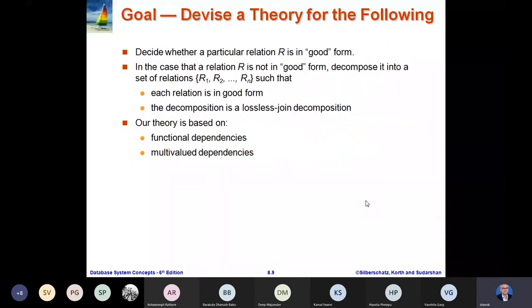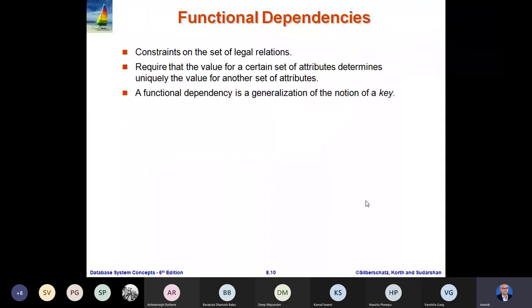So our goal is to devise a theory that decides whether a particular relation R is in good form. In case it is not in good form, decompose it into a set of relations R1 to Rn such that each relation is in good form. The decomposition, of course, is a lossless join decomposition. This theory is based on two primary concepts: one is called functional dependency, and the other is called multi-valued dependency. First we'll take up the concept of functional dependency.